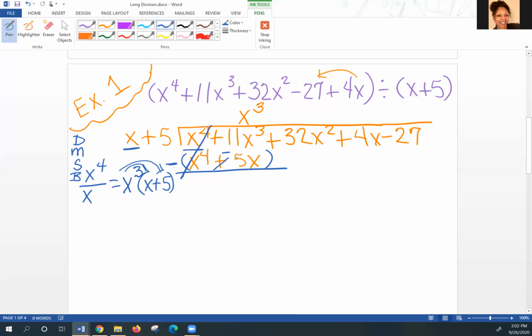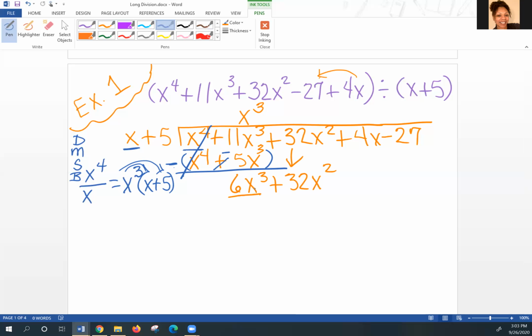So 11 minus 5, now I just continue simplifying and I have 6. I'm sorry, I forgot to put my cube there. And I again know I'm doing it correctly if my exponents are lined up. So 11 minus 5 is 6x cubed. And then my next step is to bring down the next term, including the sign, plus 32x squared. And now I start that process again.